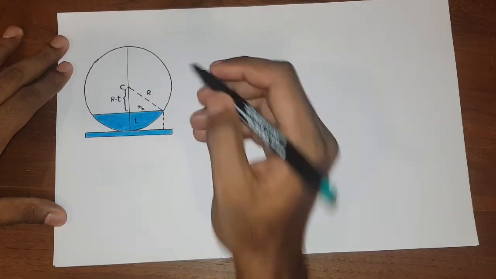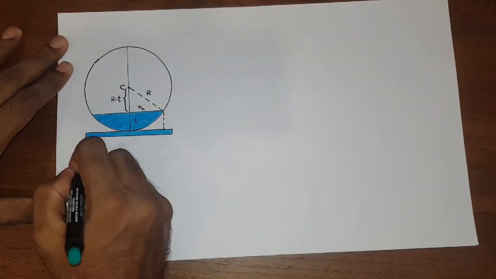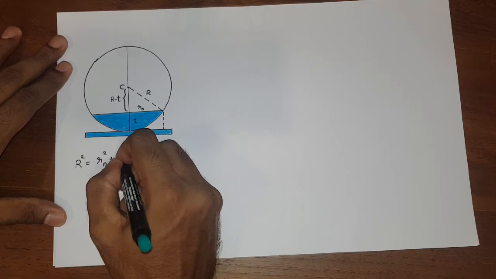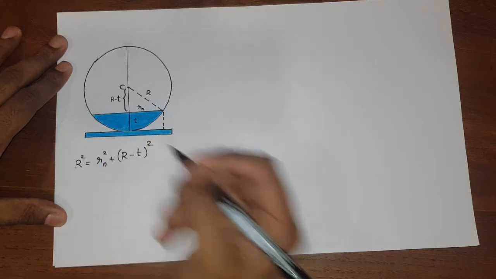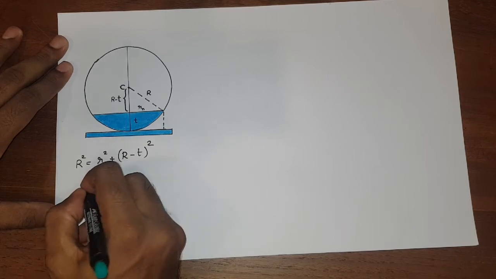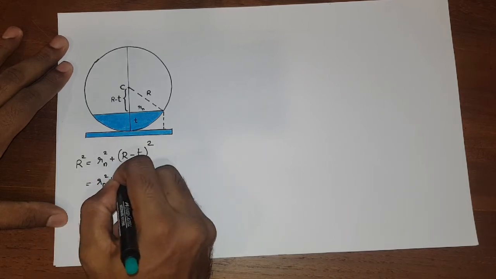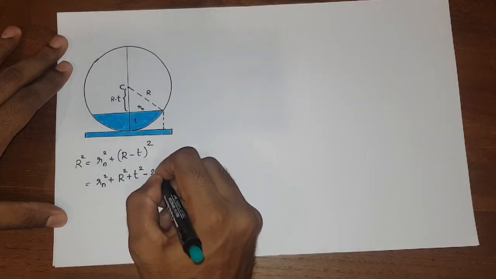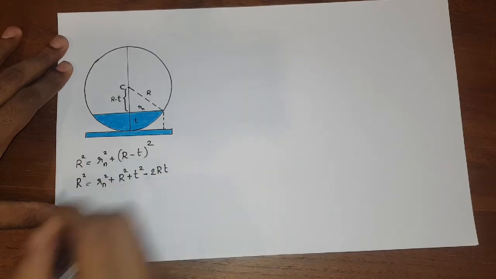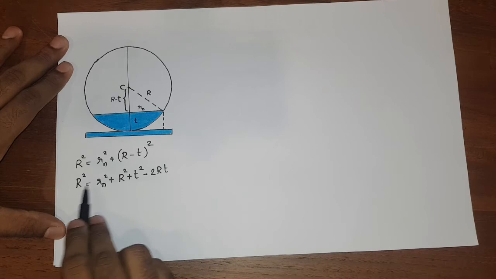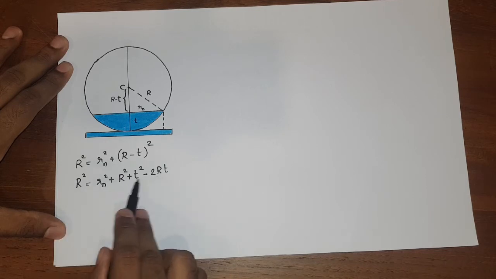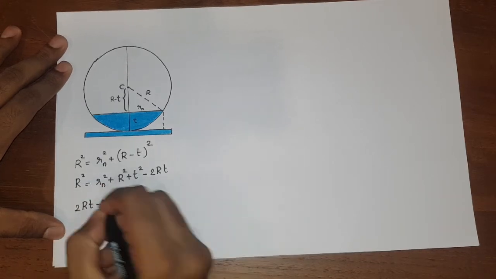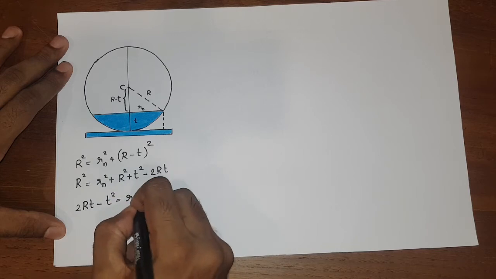Now, to this triangle, if you apply the Pythagoras theorem, you can write hypotenuse square equal to base square plus altitude square. On expanding this bracket value, you will get Rn square plus R square plus T square minus 2RT. Here we have R square. And this R square and this R square will cancel out. This 2RT and T square will come to the left hand side. So 2RT minus T square will be Rn square.